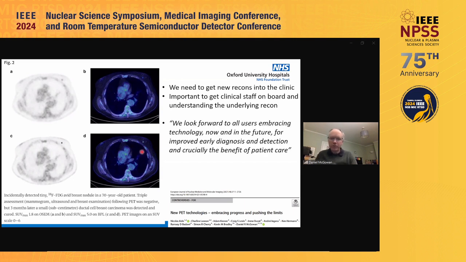So the conclusion of this paper, which I still stand by now, is that we look forward to all users embracing technology now and in the future for improved early diagnosis, and that's crucial, the early part, and detection, and crucially the benefit of patient care. We're all in it to help patients. So if we can detect things early, that's clearly an advantage. So my message for you guys is please keep developing algorithms. It's really great to see the improvements we can get in these sorts of images and see what we can detect.